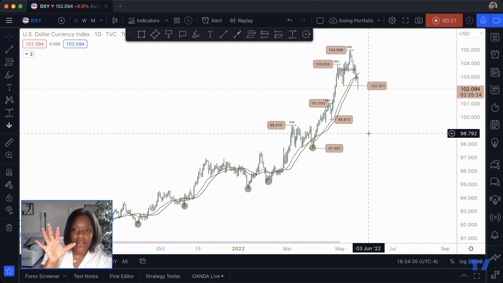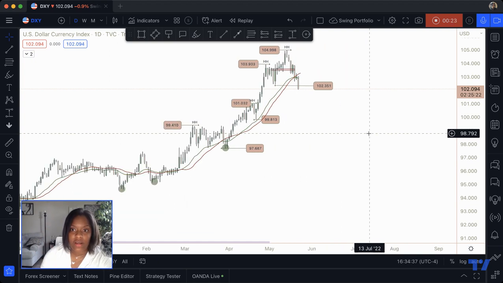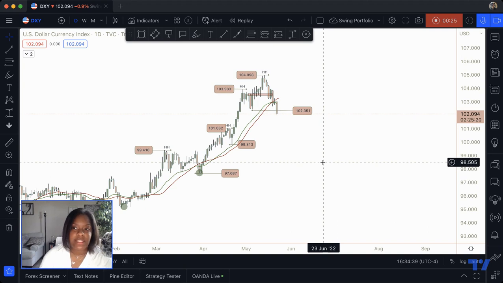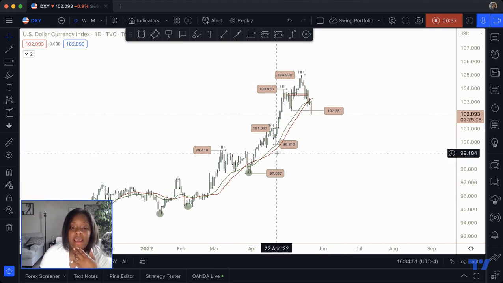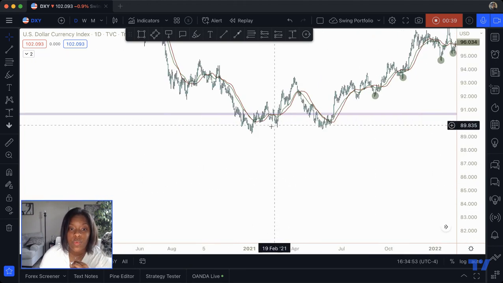Now, the dollar index has reversed. Okay, and the reversal is very simple. It just basically means that price is going from an uptrend and now it's going to a downtrend, or price is going from a downtrend and now we're going to be going to an uptrend. And in this case, it's going from an uptrend to a downtrend. And this is the first reversal since 2021.